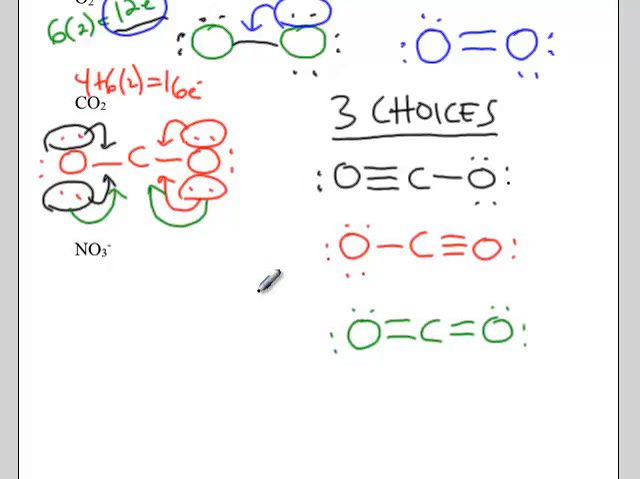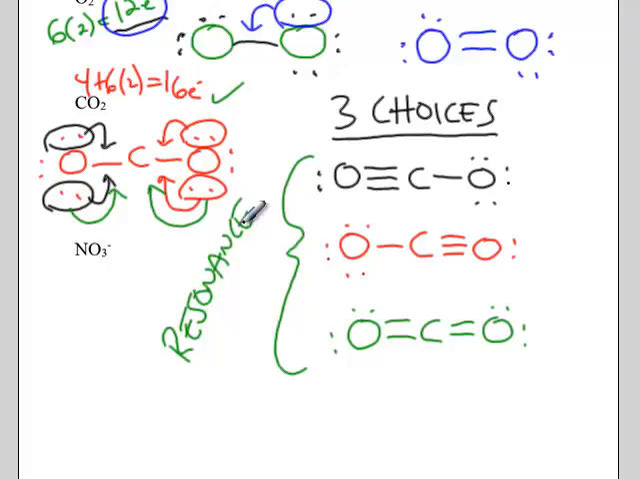All 3 follow the octet rule. All 3 have the correct 16 electrons, and when you have choices like this, these are called resonance forms. And resonance forms are drawn with arrows that look like this, connecting the structures together.